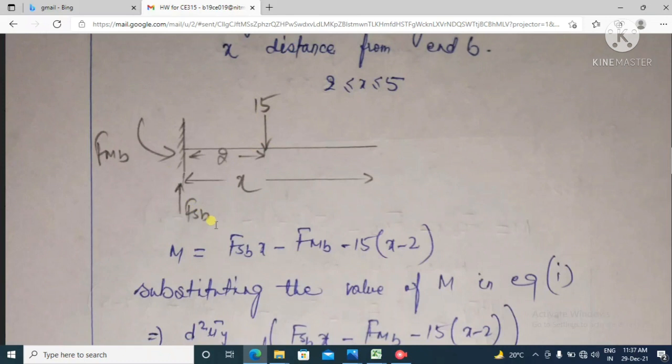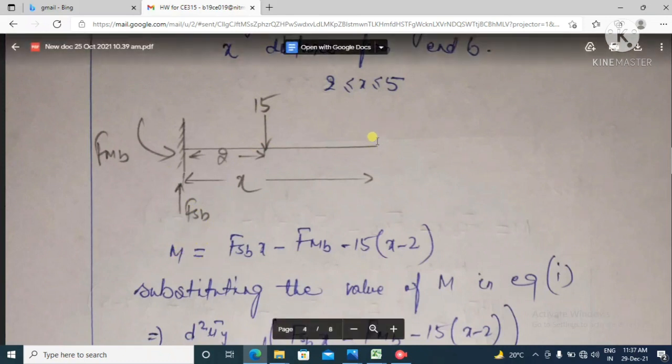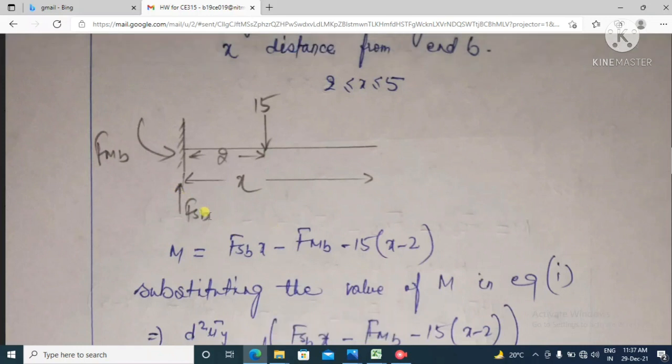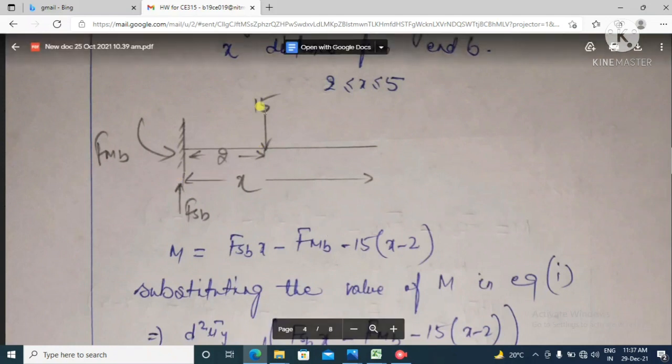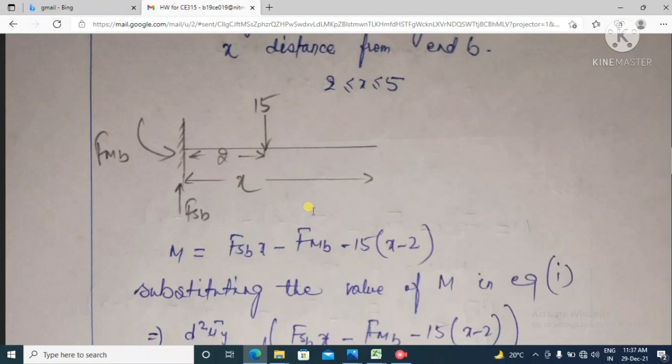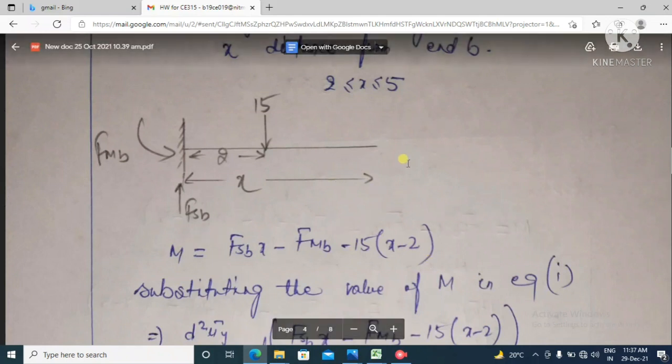Here one concentrated force is acting in this case. So when we write the moment equation about this point, M is equal to FSB into x minus FMB, and then the concentrated force into its lever arm, minus 15 into (x minus 2). I have taken anti-clockwise moment as positive, and you will get something like this only.